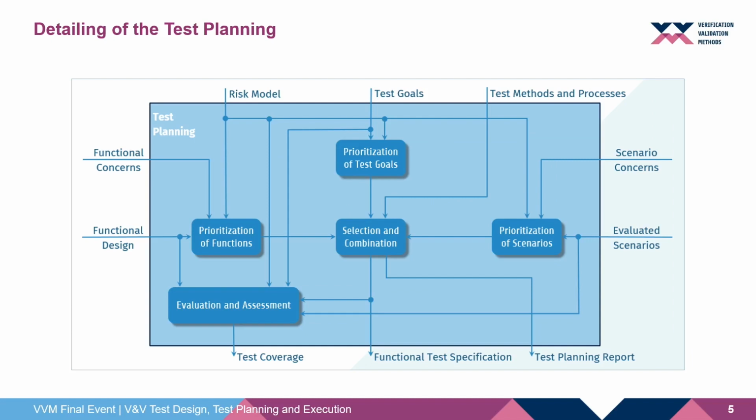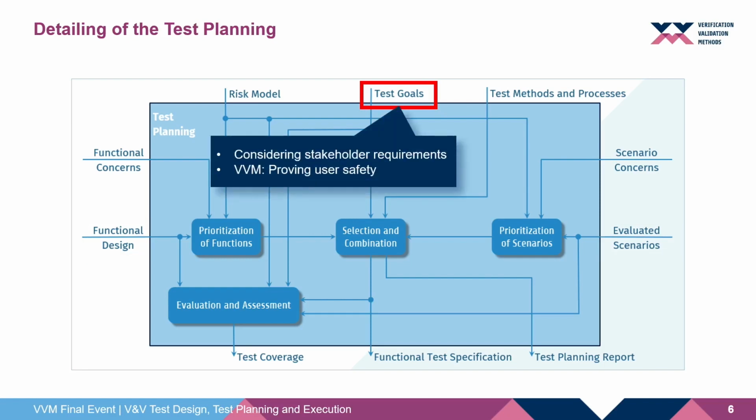Okay, what do we see here? I will start with the main inputs coming into the test planning, which are highlighted here. Now we see the test goals and the evaluated scenarios and the functional design. The functional design I will spare out for a moment because this will be highlighted later on much more in detail. But now the test goals, for example.